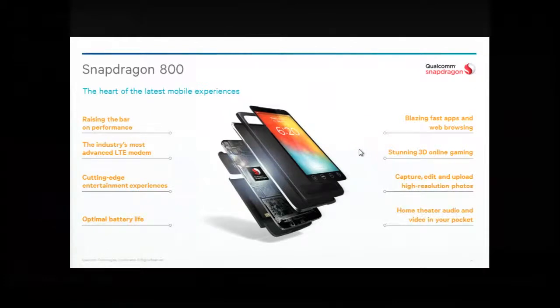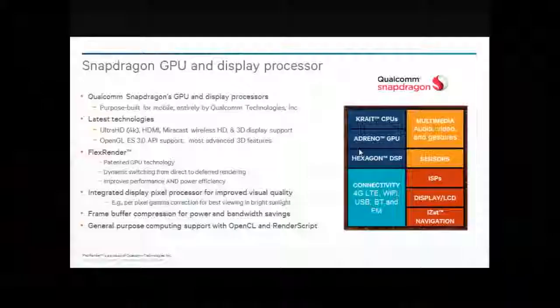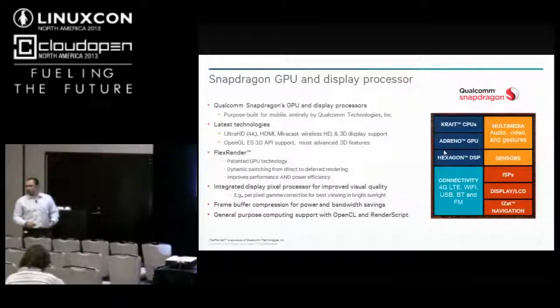Snapdragon 800. This is the new processor that we've come out with. I'm not going to go through all the feature set, but it just gives you an idea of some of the things that this chip can do. And besides the CPU, I talked about the Adreno GPU, and also the display processor that's in there. So this is, again, our own architecture for GPU. So we brought a lot of things like Flex Render, OpenGL ES 3.0 support, OpenCL, and Render Script.